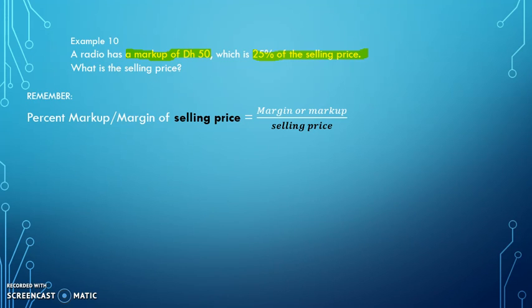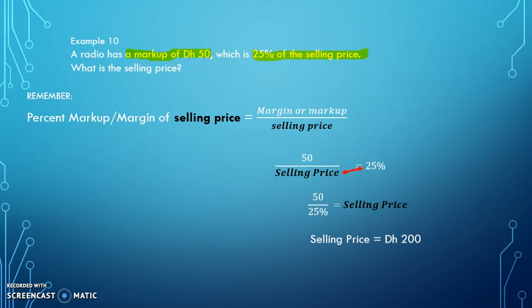So if we put these numbers into our equation, we've got 50 divided by the selling price is equal to 25%. Now if we rearrange this equation, swap these two around, 50 divided by 25% equals the selling price. So the selling price is 200 dirhams.